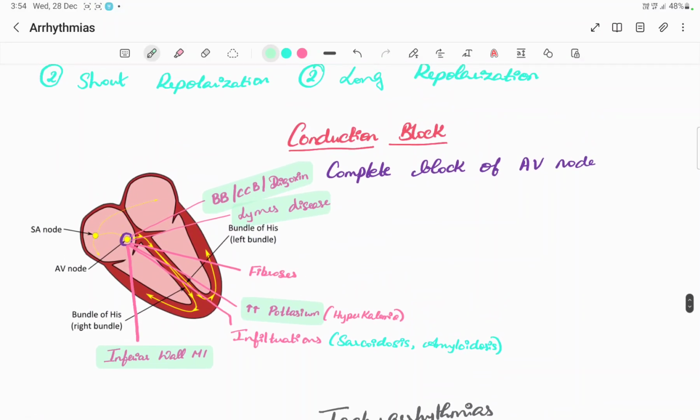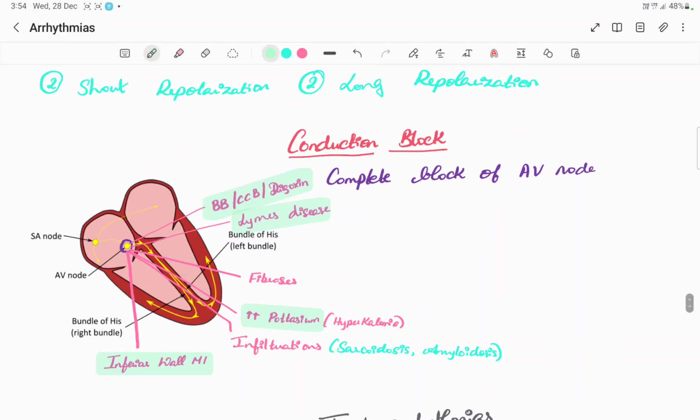Okay, the next one is, so we had already seen all the causes for tachy is over. Coming to bradyarrhythmias, we saw that automaticity was a cause. Apart from that, the second cause was conduction block. Conduction block is when there's complete block of the AV node. Okay, so what are the causes? First is beta blocker, calcium channel blocker, and digoxin. Lyme's disease, which is caused due to a tick, and increase in potassium, which is hyperkalemia, and then inferior wall MI. These are the main causes. Apart from this, fibrosis and infiltrations, which are caused due to amyloidosis and sarcoidosis.